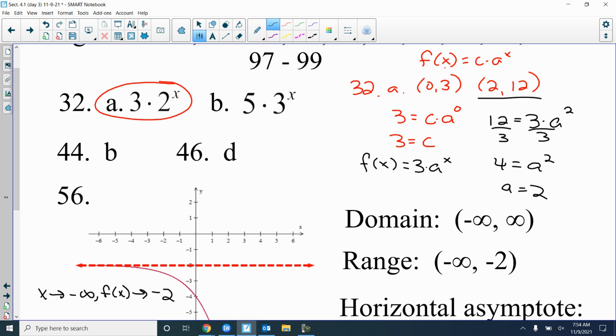B is similar to that, but you end up with 5 times 3 to the x. They just have 2 different points. One of them has a 0 in it. Always plug in that point with the 0 first.